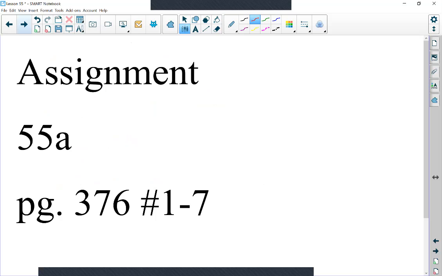So your assignment on page 376, make sure you're in section 5.5A. It's the top half or the top part. And I didn't include any of the ones where they give you the graph. It's all, here are a pair of points, find the equation.